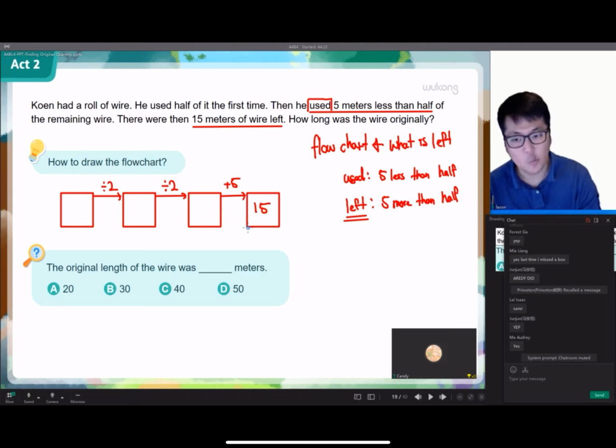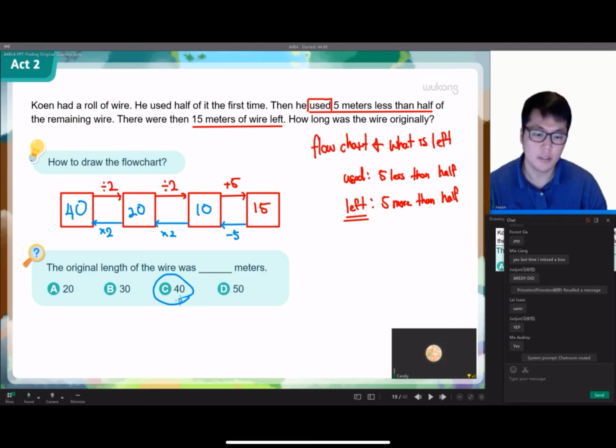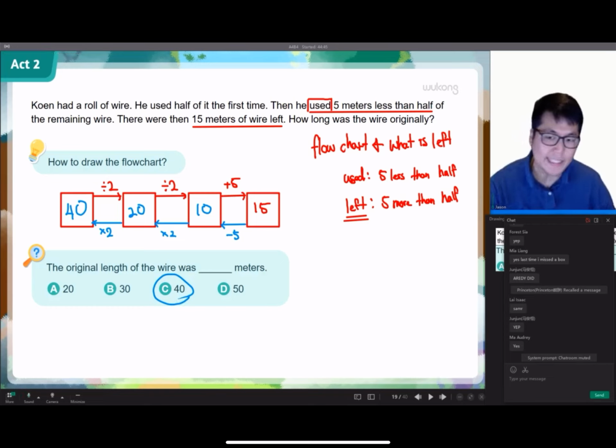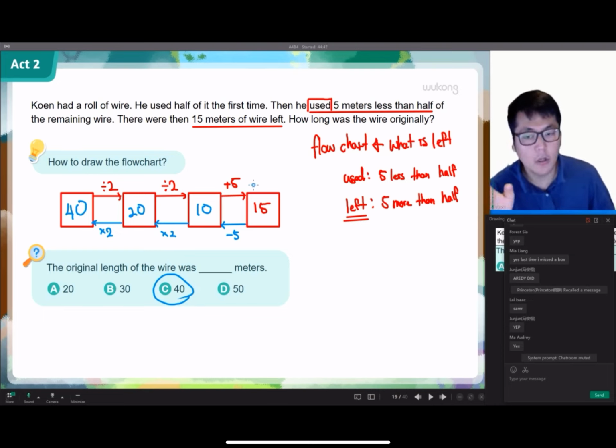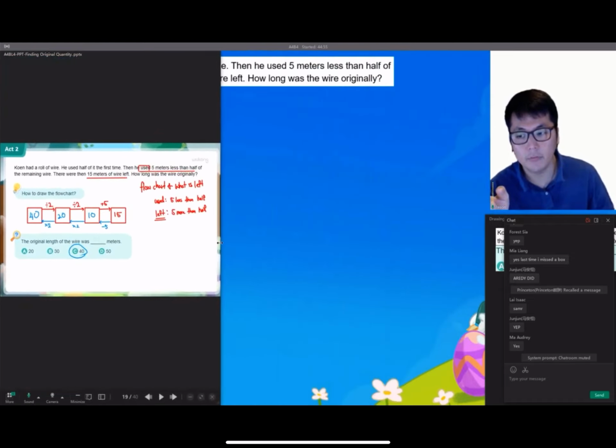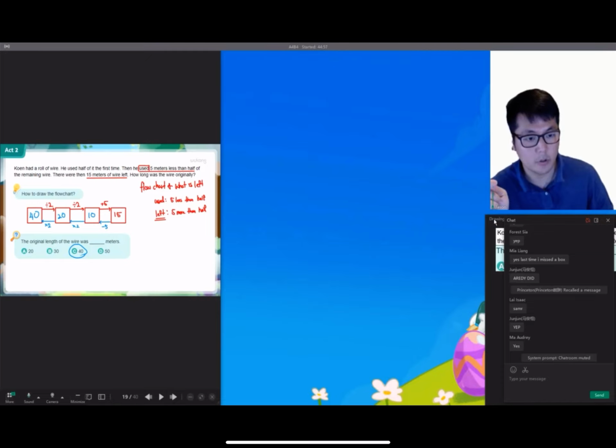And then go backwards. Okay, Candy? Okay. -5, which is 10. And then times 2, which is 20. And times 2 again, which is going to be 40. So this is your answer, okay? All right. So guys, some people got the answer correct, but you got lucky if you don't have the correct flowchart, guys. You must have the correct flowchart, and this is the correct flowchart.